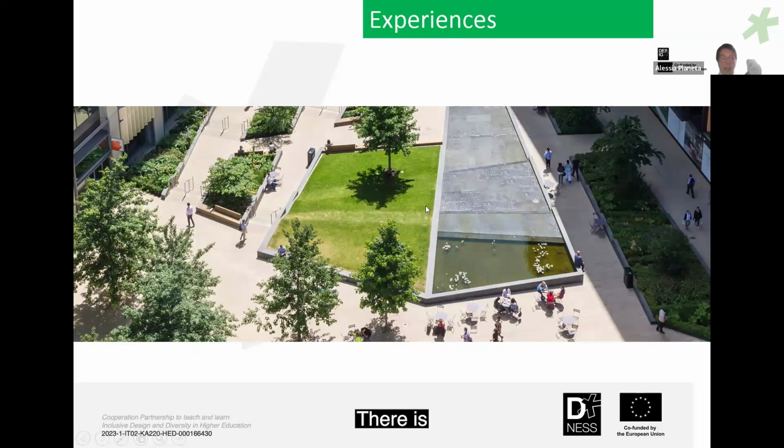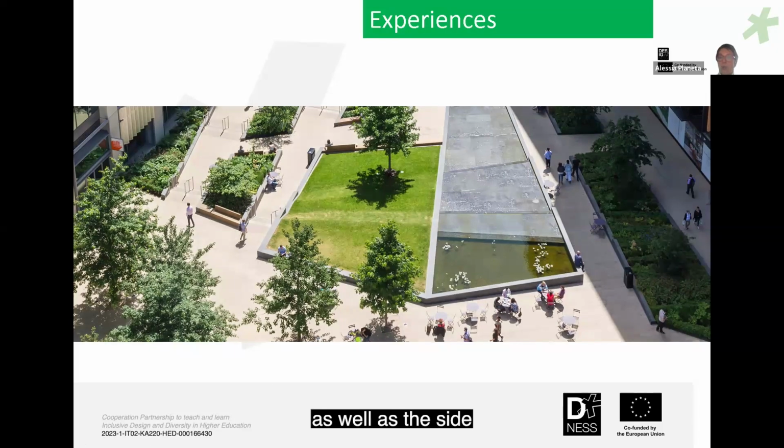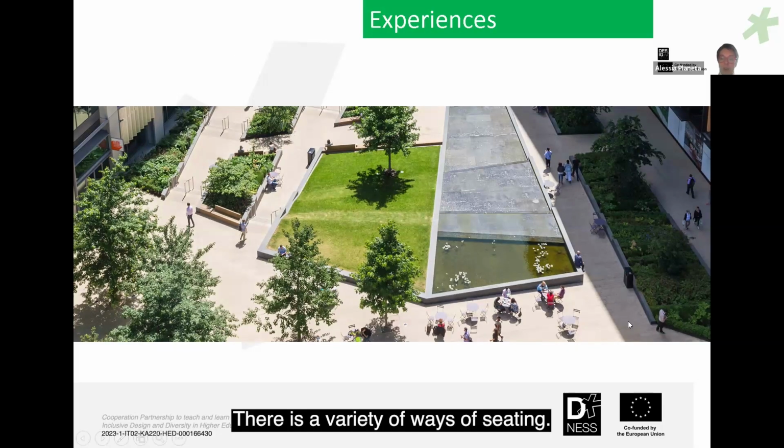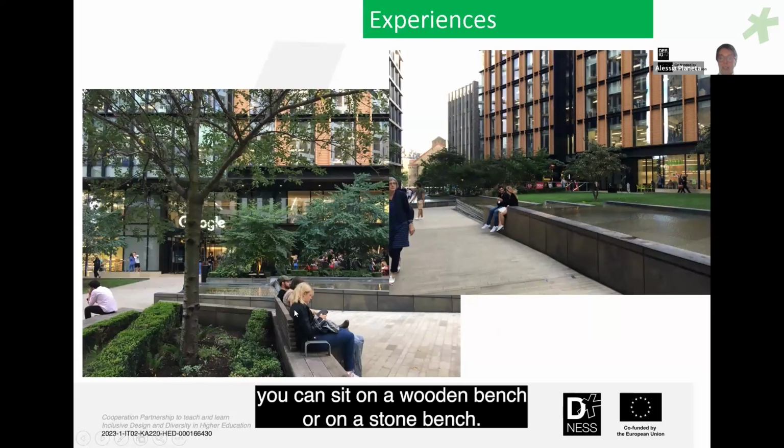There is a swimming pool, a fountain along all the path, and the noise of the water is a good point of reference for blind people, as well as the sight of the bushes and the lawns. There is a variety of ways of sitting. You can sit on the lawn, you can sit on the edge of the fountain, you can sit on a wooden bench or a stone bench.